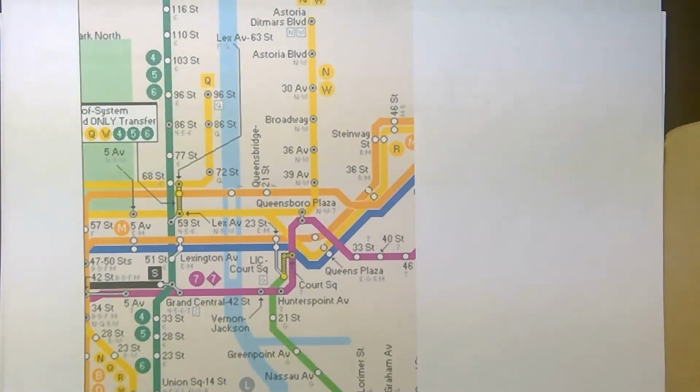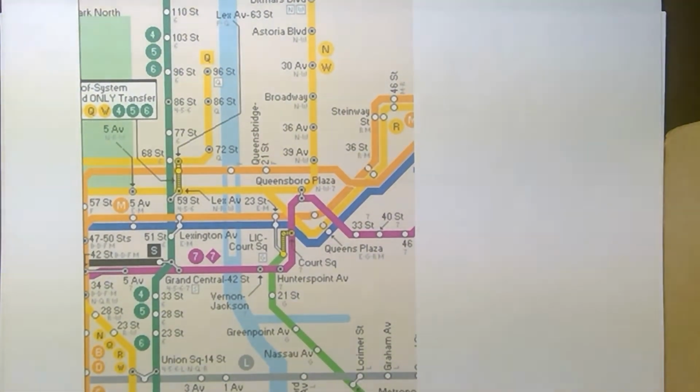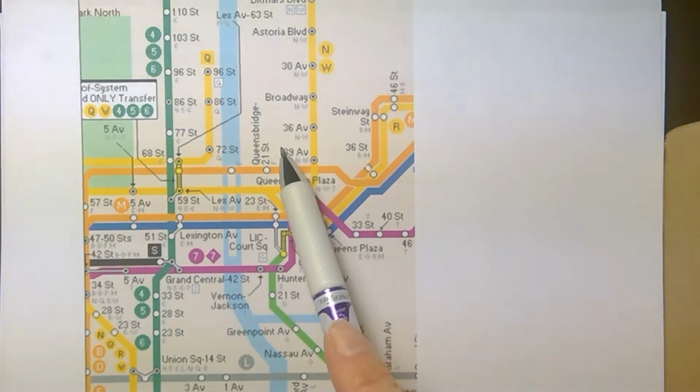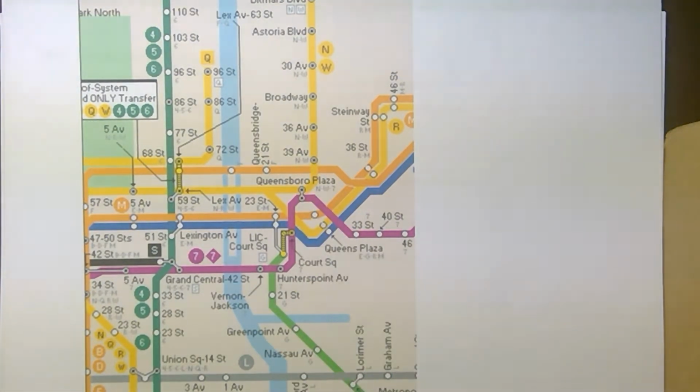Any idea what this is? Well, probably most of you recognize that this is a subway map. We've got Grand Central here. We've got the Queensboro Bridge. So we're looking at New York City, a subway map. This is an example of graph theory.